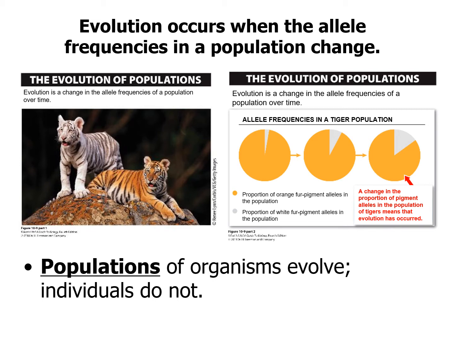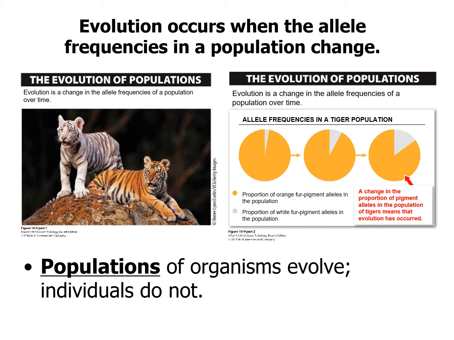So if we are looking at this pie chart, we're seeing a change in the proportion of pigment alleles in the population of tigers, which means that evolution is occurring. There is a change in that frequency. And when you have a change in the frequency of alleles in a population, that is evolution.